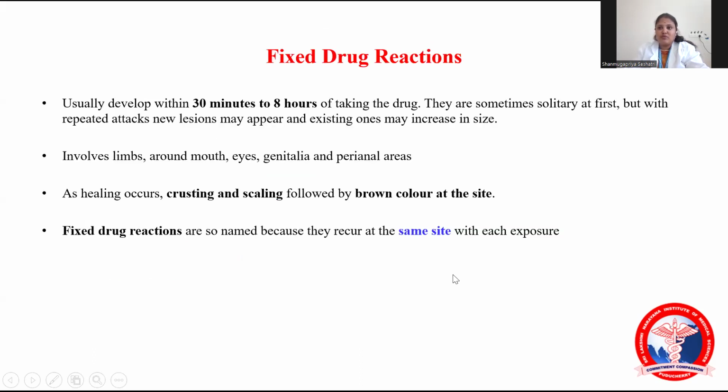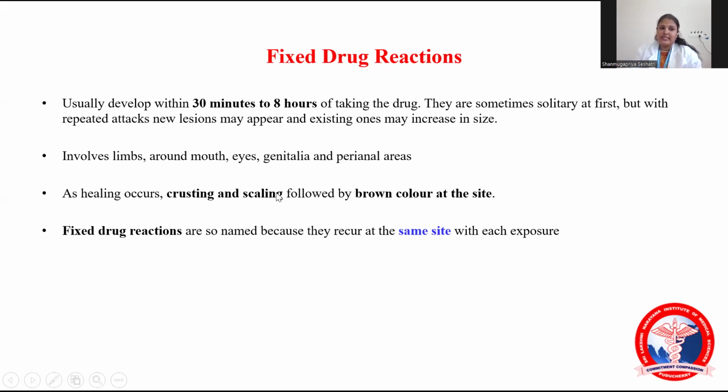Coming to the explanation of a fixed drug eruption. Usually, a fixed drug eruption develops within 30 minutes to 8 hours of taking the drug. Sometimes the patient might not develop it immediately, but at a later stage. In Stevens-Johnson syndrome, the patient develops a reaction at a later phase.